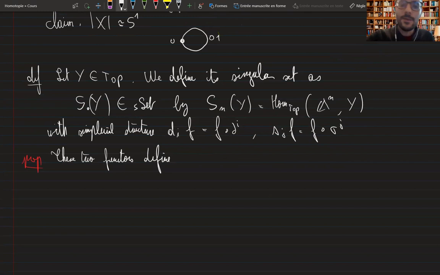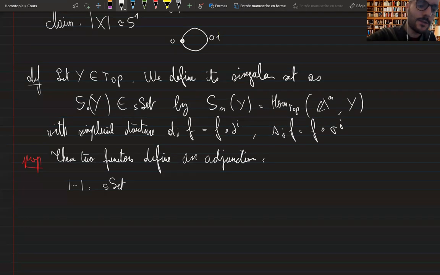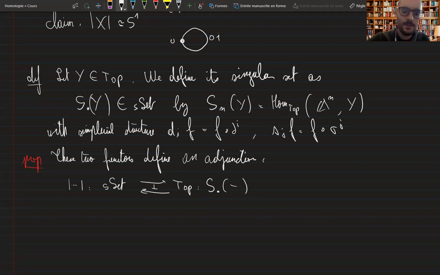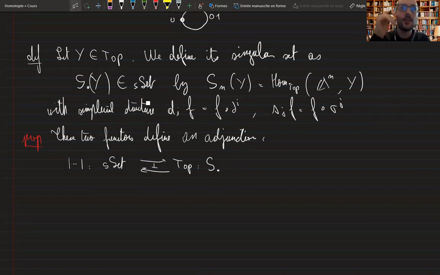All right, so I was saying these two functors define an adjunction. So geometric realization is the left adjoint and singular complex is the right adjoint. It's actually a nice exercise to show that it's an adjunction. Well, the proof, you saw it last semester or it's in my notes. It's basically very formal. There is not much to say.